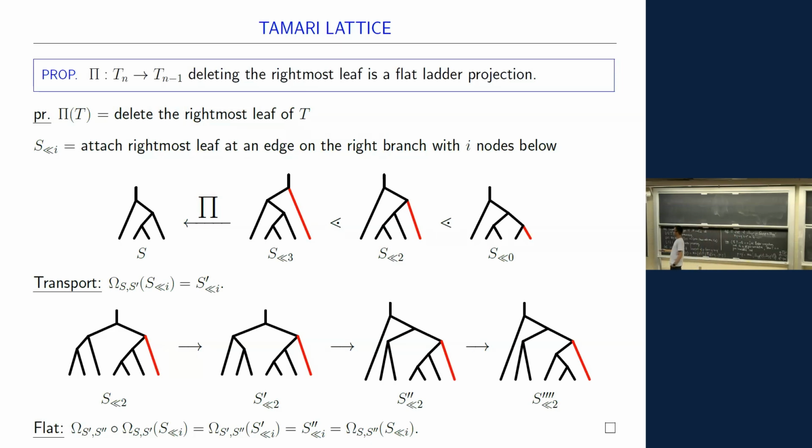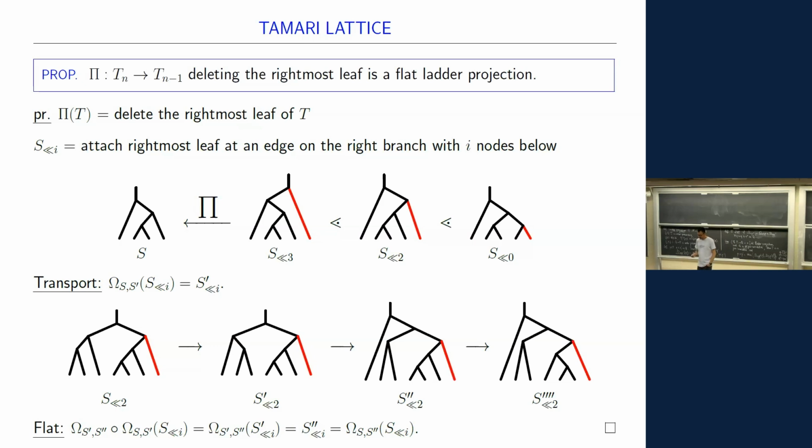I claim, and it's not difficult to prove by induction, that if you want to transport something in the fiber of S from S to S prime, you look at where you attach the right leaf in S, and you attach it exactly at the same place in S prime. In particular, just by the formula, the transport is clearly flat. So here there is even nothing to do. These arguments that I was saying, you push someone and so on, you don't even have to do that here.